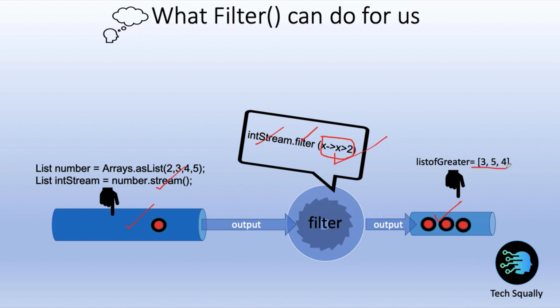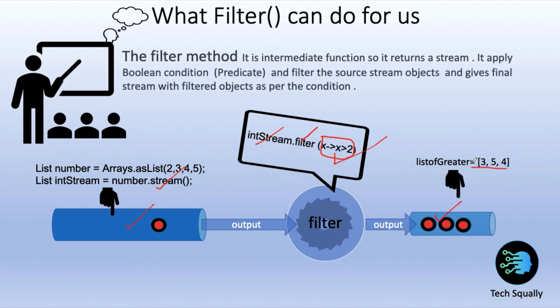So if we see the definition, the filter method is an intermediate function, so it returns a stream. Like here it is returning a stream, and it applies a Boolean condition. Here it is applying a Boolean condition, filtering the source stream objects, and giving the final stream with filtered objects as per the condition. So like here we get 3, 5 and 4 as per this condition.